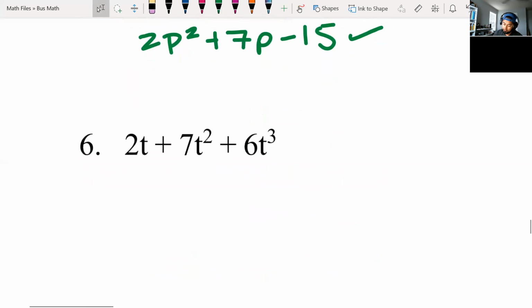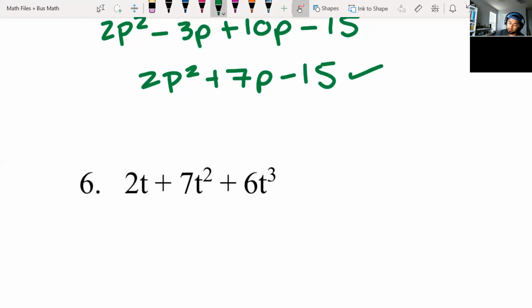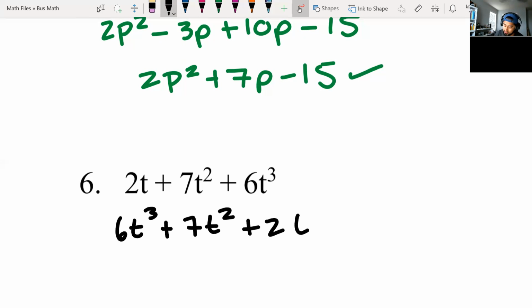All right. Next, 2t plus 7t squared plus 6t cubed. Again, this is out of order. So I'm just going to rewrite it again from highest power first to lowest. So 6t cubed plus 7t squared plus 2t. And now, once again, we can only factor it using the guessing test if the highest power is squared. Right now, the highest power is cubed.